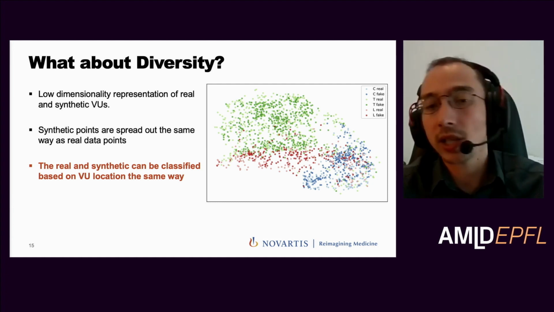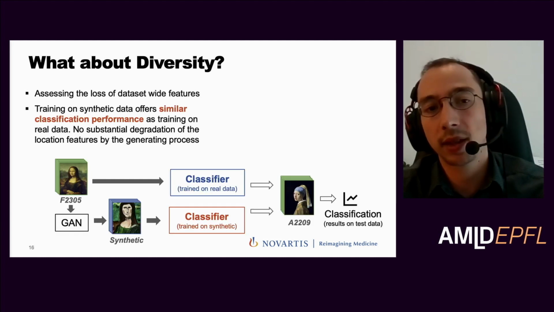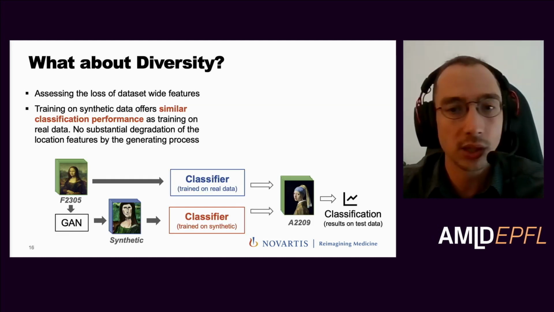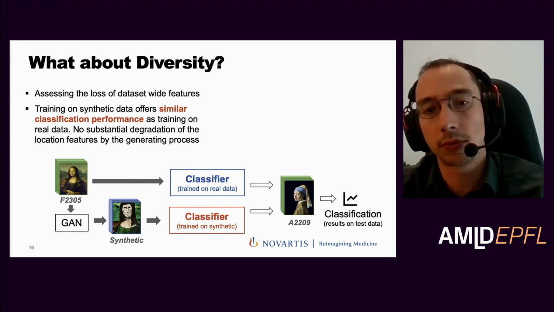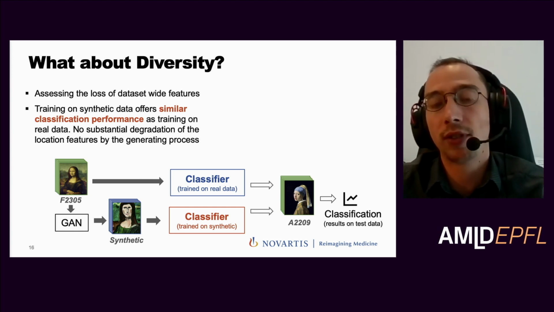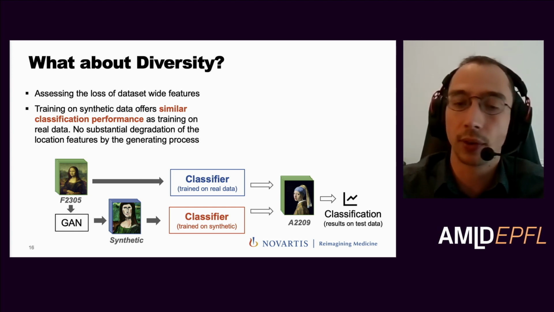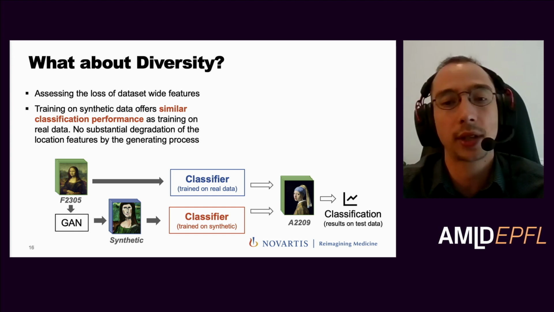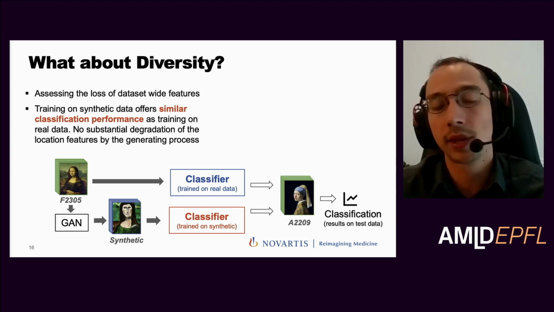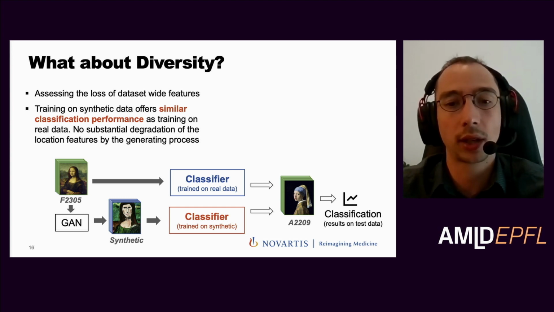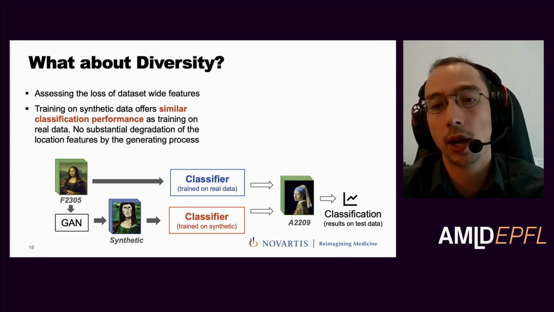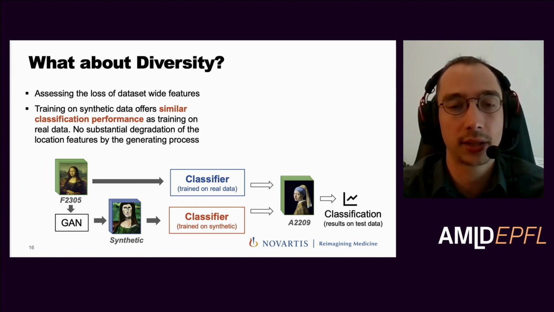And then we wanted to have actual values, something that's a bit more quantitative. For that, we tried to assess the loss of data set feature. So we took the training set, which is F2305, and trained a classifier on that. This is the blue classifier. And then we took our synthetic data set and trained another classifier, same architecture but different weights, on the synthetic data. And then we test both those classifiers on the testing data set.